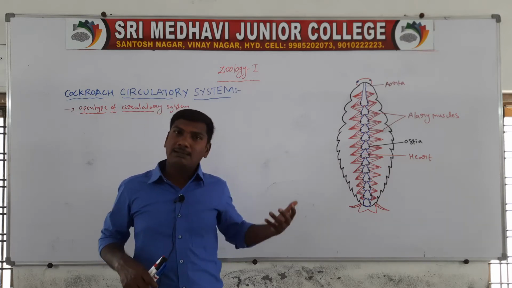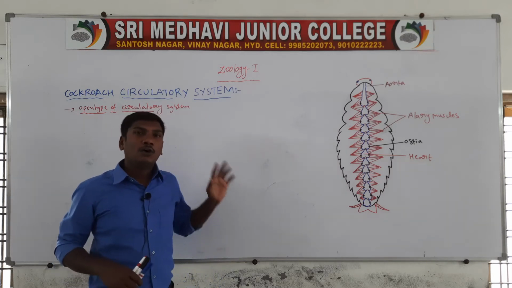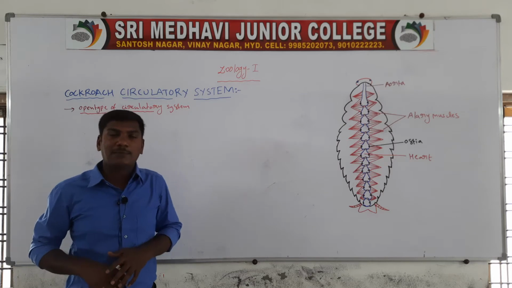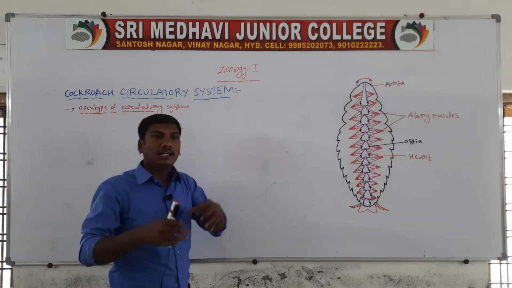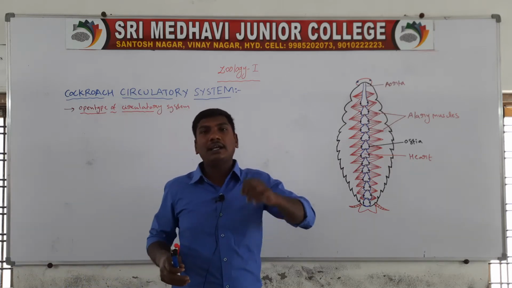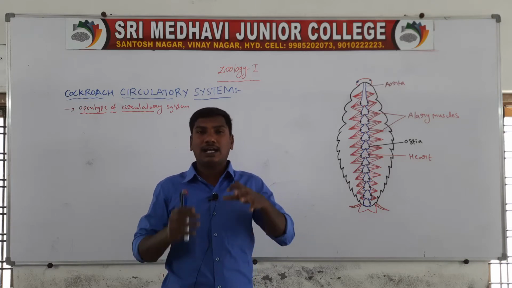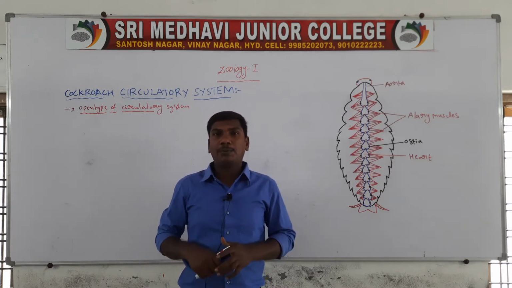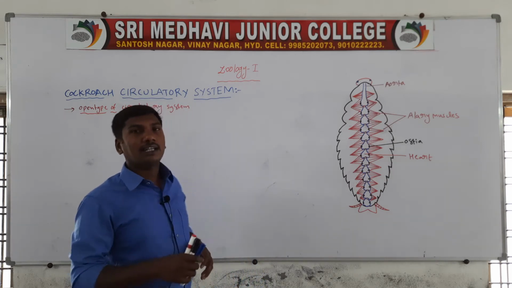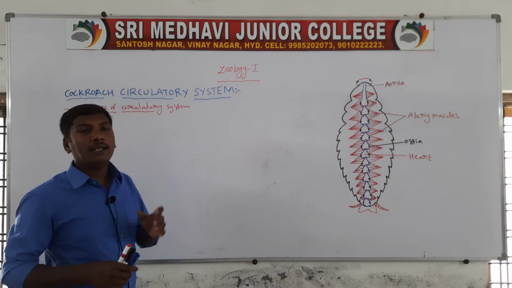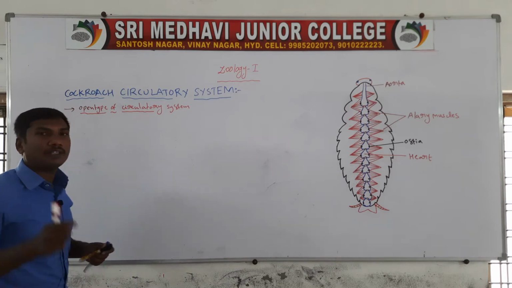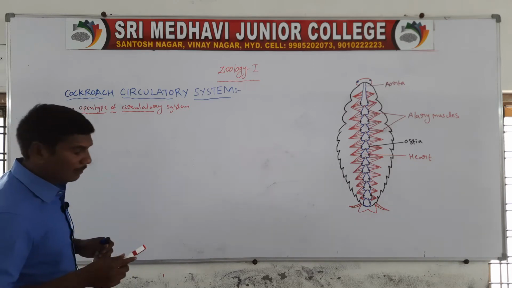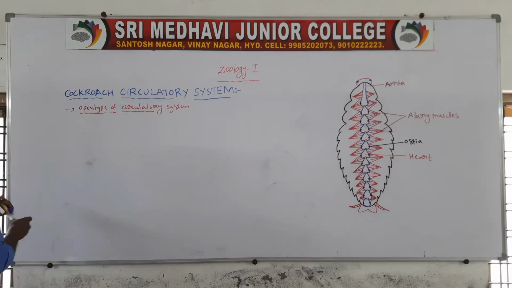This type of circulatory system is called the open type of circulatory system. The organs are bathed in the blood, or hemolymph. So the cockroach circulatory system is an open type of circulatory system.